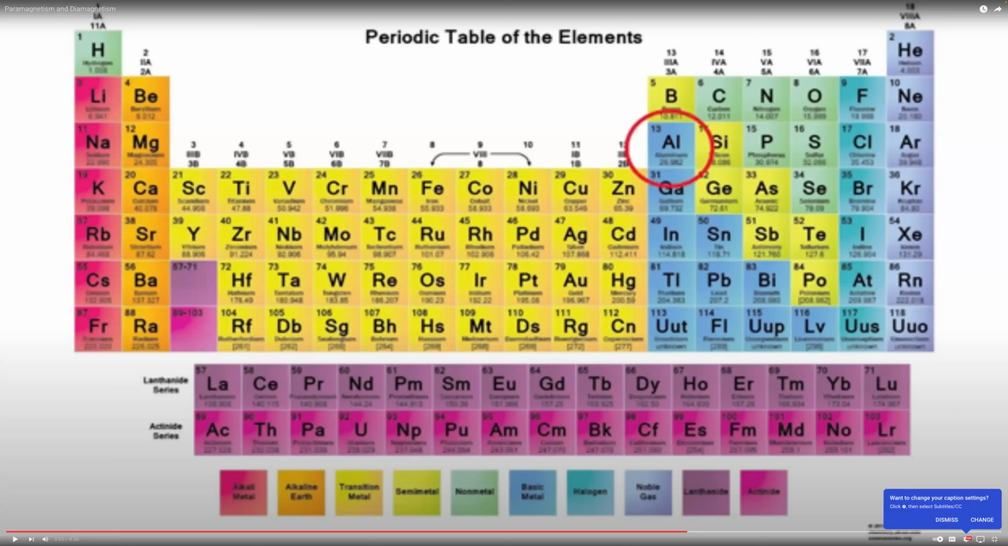If you take aluminum, for example, how many valence electrons do you have? What is the atomic number of aluminum? 13, so the configuration is 2, 8, 3: 2 in the first shell, 8 in the second, and 3 in the third. In those 3 electrons, 2 will be paired and 1 will be unpaired. So paramagnetism is exhibited due to that unpaired electron.